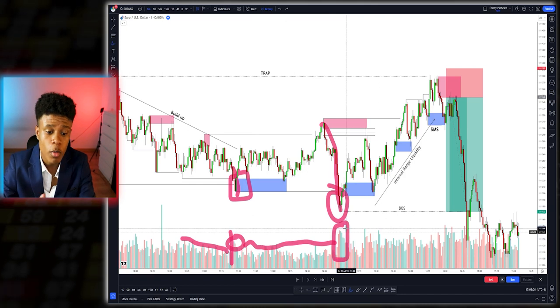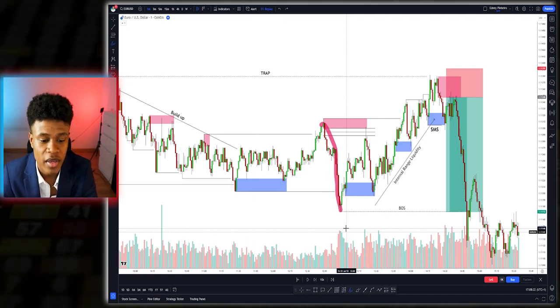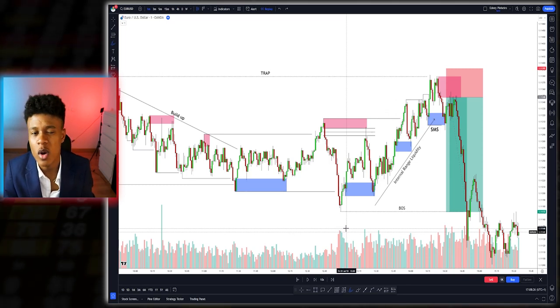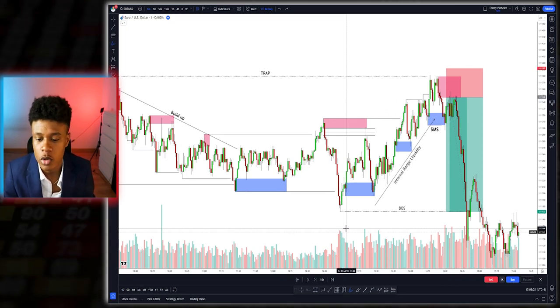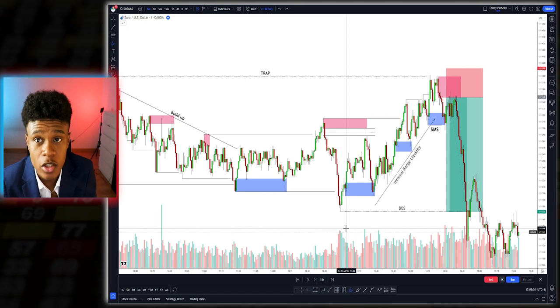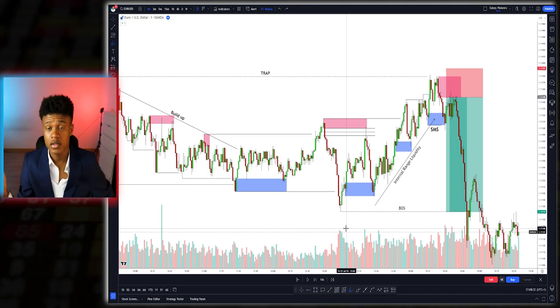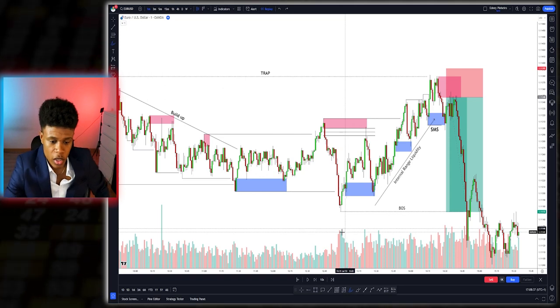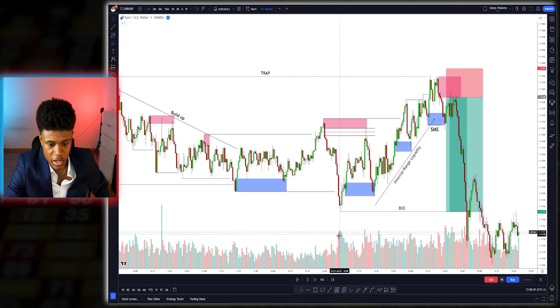Another common mistake when traders are reading the volume indicator or tool, whatever. I don't want to call it an indicator because I don't believe it's an indicator. Maybe you believe it is, but I don't. So another common mistake is thinking, okay, here we have red volume, so we have bearish volume, so it's sellers. No, it doesn't matter.